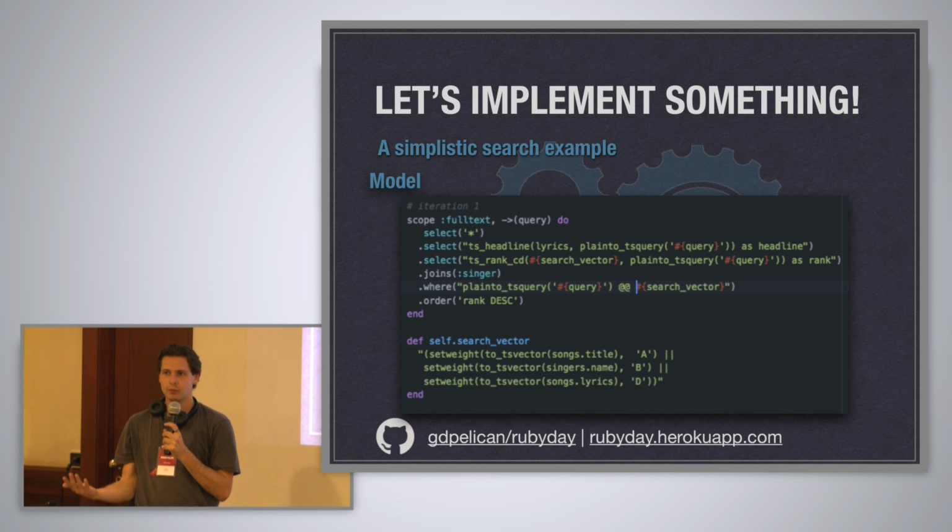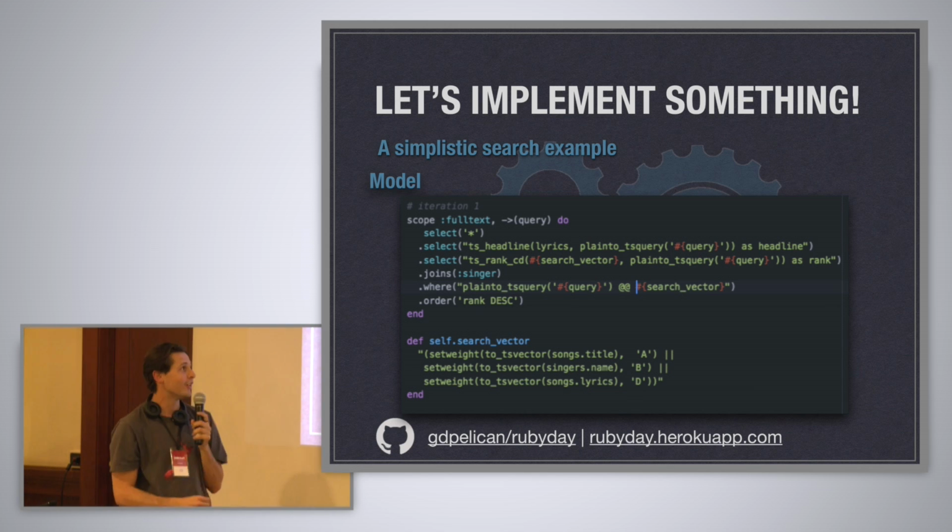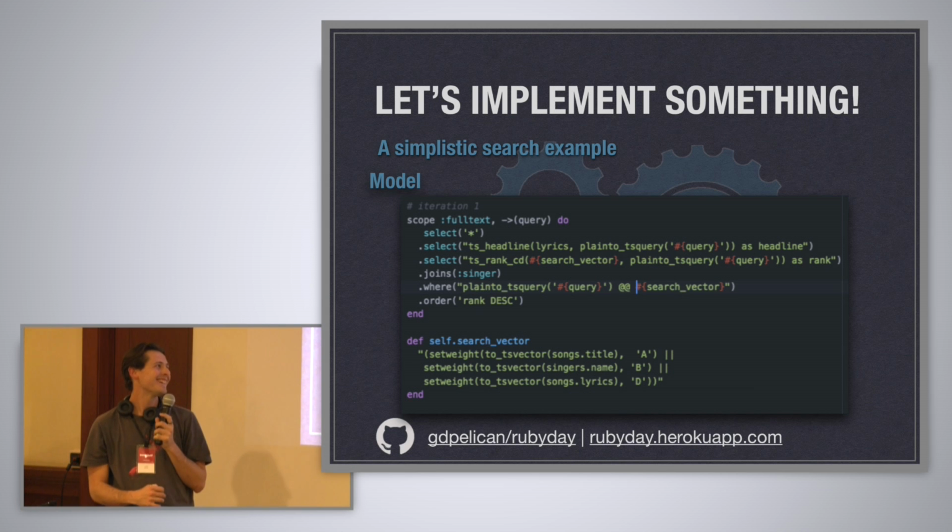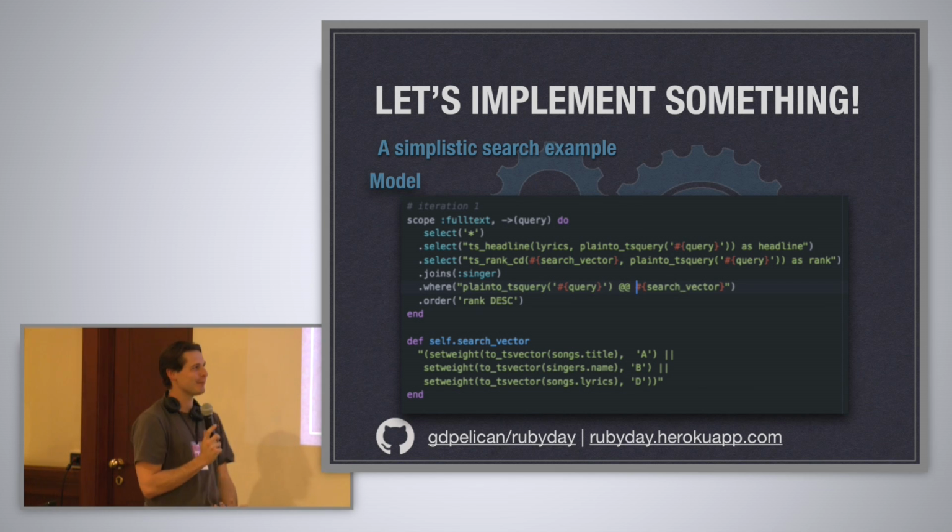So who can tell me what kind of sucks about this implementation? Does anyone see what sucks? The songs. These are my favorite, but thank you for saying that. Yes, and what else? Okay. So the thing that I think sucks about this implementation is that we're calling the search vector twice.